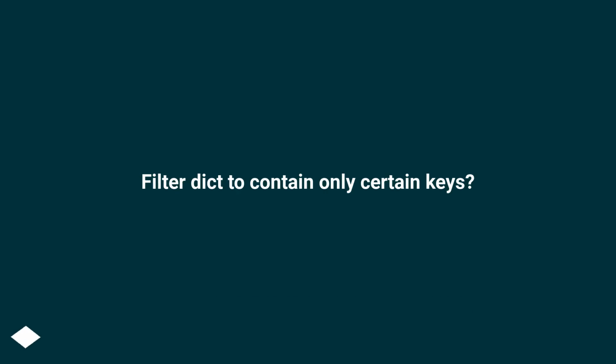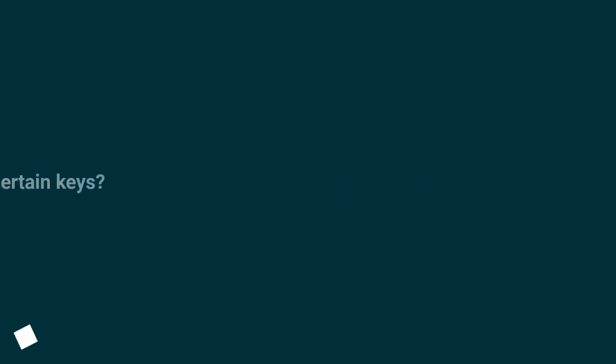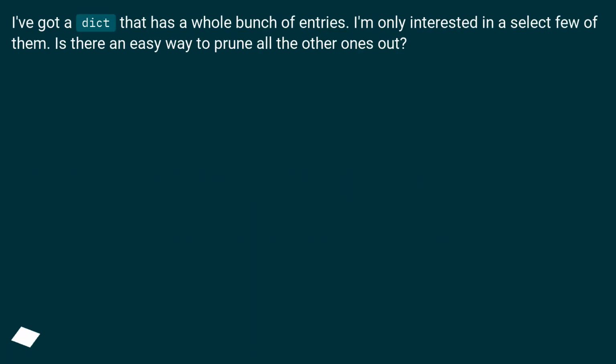Filter dict to contain only certain keys. I've got a dict that has a whole bunch of entries. I'm only interested in a select few of them. Is there an easy way to prune all the other ones out?